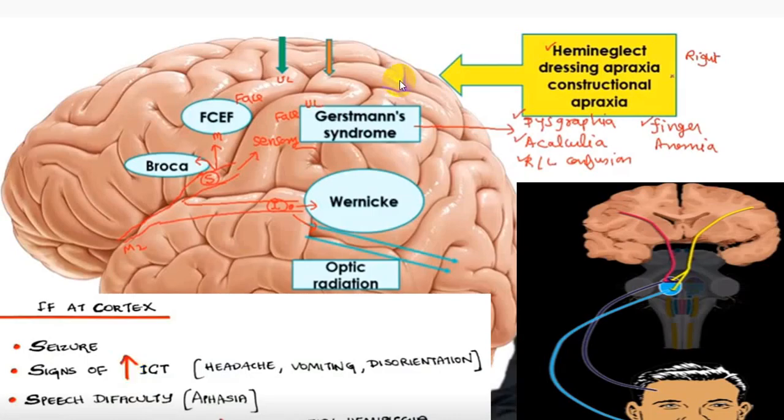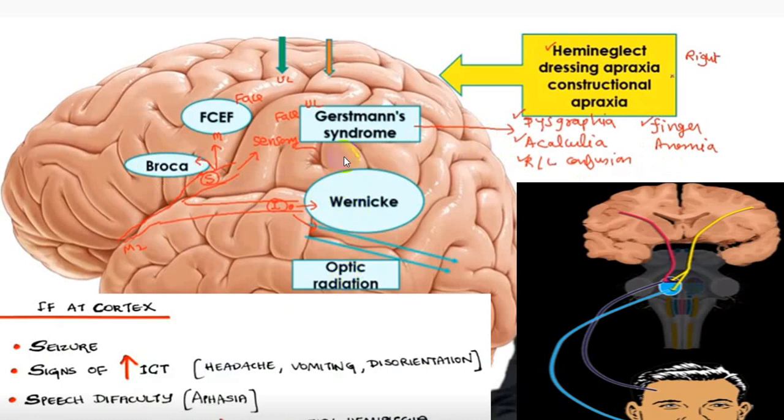So Gerstmann syndrome will have hemi-neglect, apraxia, acalculia, agraphia, and person will have right and left confusion. Person will not be able to identify what is right, what is left, and even he will have finger agnosia. That is labeled as Gerstmann syndrome, which will be in a non-dominant hemisphere. And in case of a dominant hemisphere, you will have Broca's with Wernicke's aphasia. Even optic radiation may also be involved.